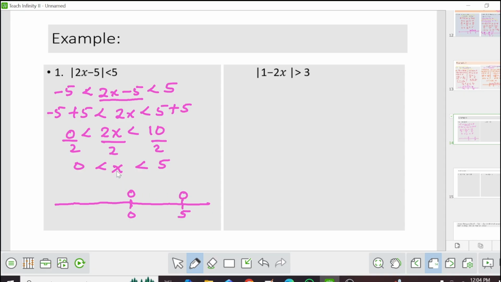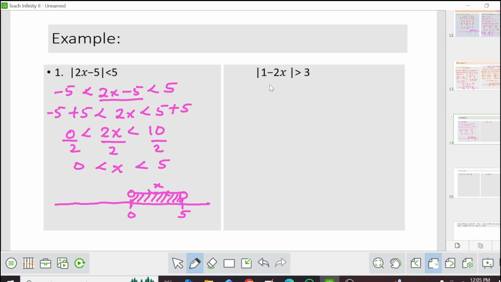From the center, x is greater than 0, so it goes to the right. x is less than 5, so it turns to the left. Both of them meet at the center, then you put your x. So that means our solution set is everything in between the two ends here. And this place will not be shaded. Don't shade this part because there's no equality sign on either side of the inequality.